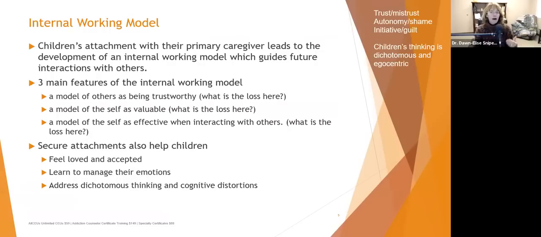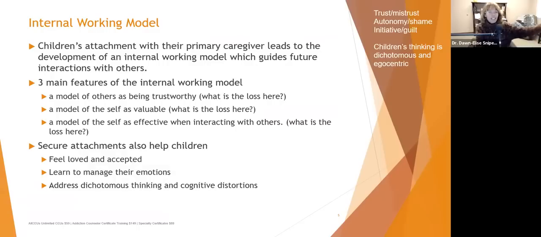You develop a model of the self as valuable. When attachment needs are met, that parent is responsive and the parent drops what they're doing, within reason, to attend to the child's needs. The parent makes sure that the child is getting their needs met, which is communicated as, or interpreted by the child as, I'm valuable, that the parent cares about me and cares about me enough to help me out. If the child doesn't get that, then what do they lose?